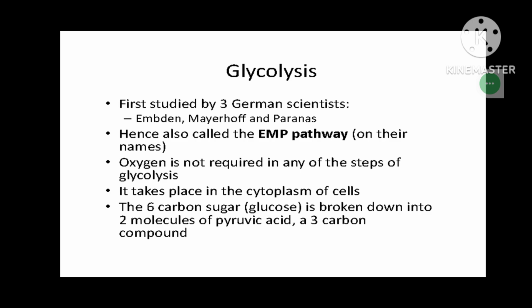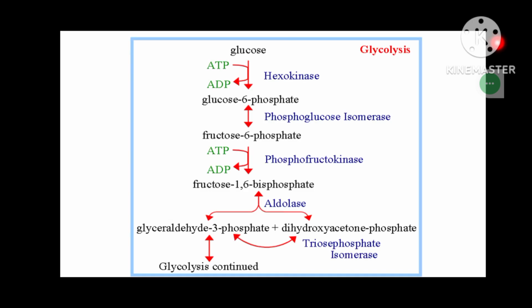ATPs are obtained from glycolysis. The brain is highly dependent on glycolysis for its energy requirements. Glycolysis is divided into two phases. First is the preparatory phase and second is the payoff phase. So here there are 5 steps which are involved in the preparatory phase.